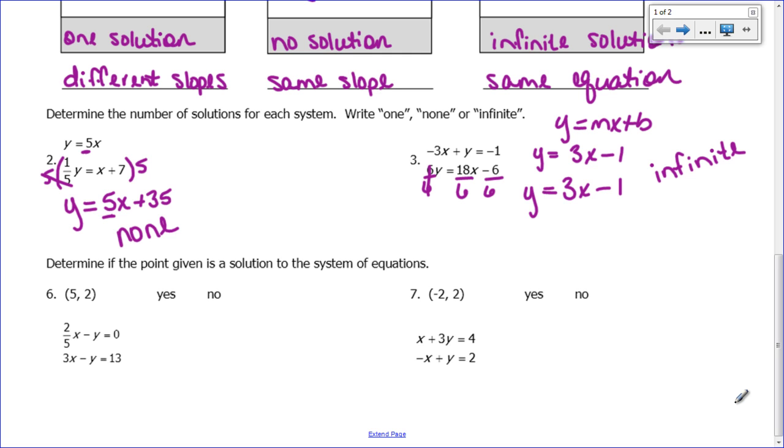If I want to know if it's a solution, I take the point, the ordered pair x comma y, and I plug it in. And then when I plug it in, I see, does it make both equations true? If it does, then it's a solution. If it doesn't, it's not. So my point is 5 comma 2.